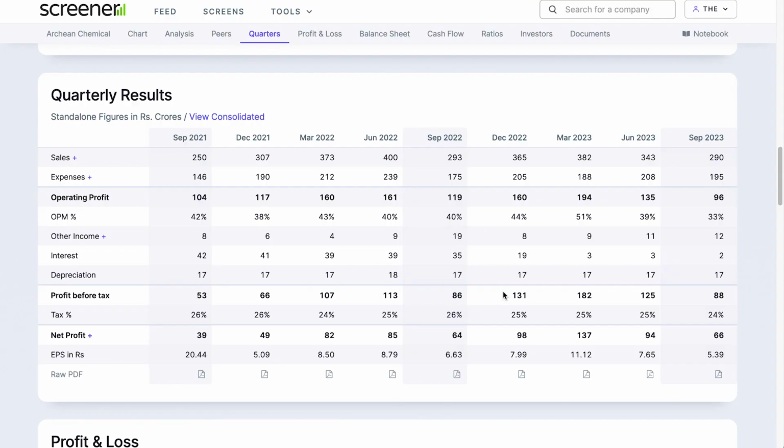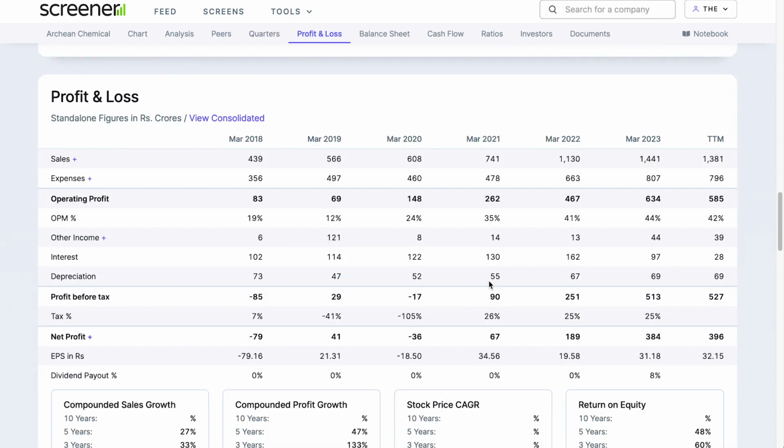But if we look down into the profit and loss for the year, again the OPM is well above 40 for the last 3 years. If we look at the net profit, the net profit has been growing. Very important to keep a watch on this.